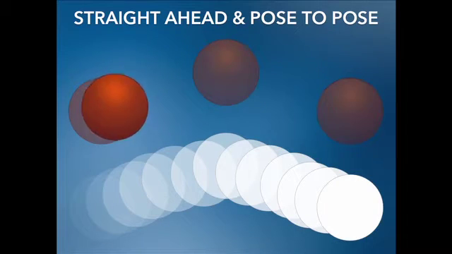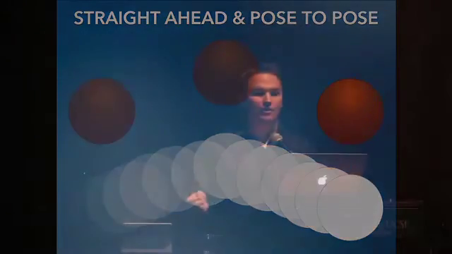So straight ahead action and pose to pose are techniques that are well rooted in the animation drawing process. So straight ahead action is described as an animator drawing all the frames of an animation individually and sequentially, whereas pose-to-pose is an animator drawing the keyframes, establishing the most important poses of a sequence, and then animating the frames between them. Right, Brenda? Okay, good. Check.